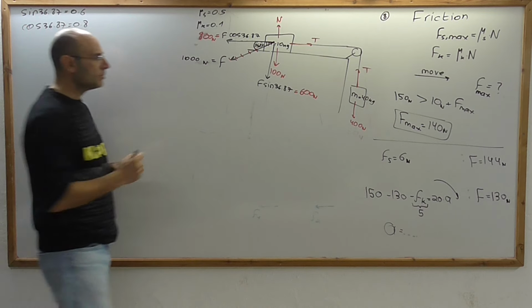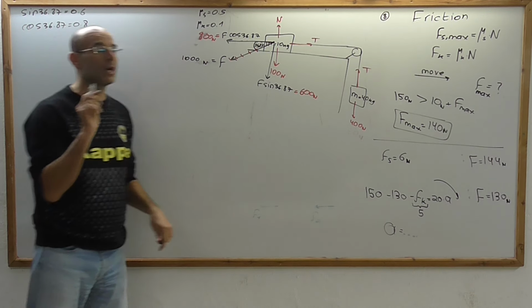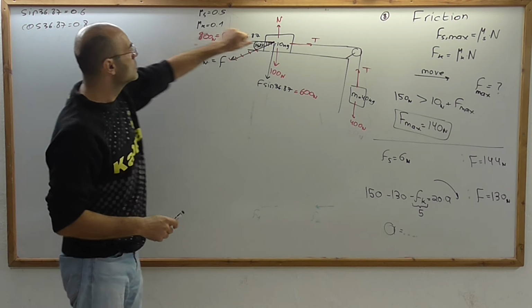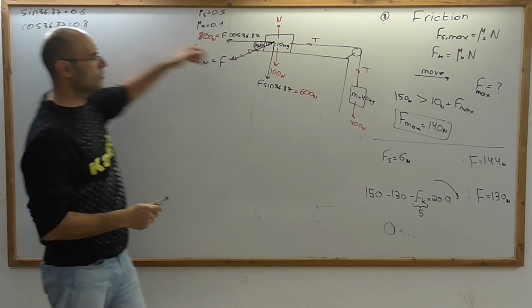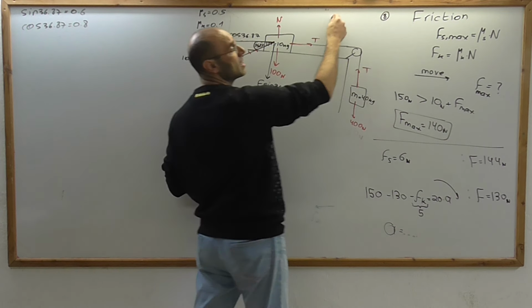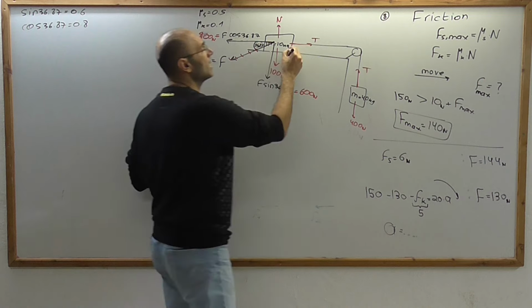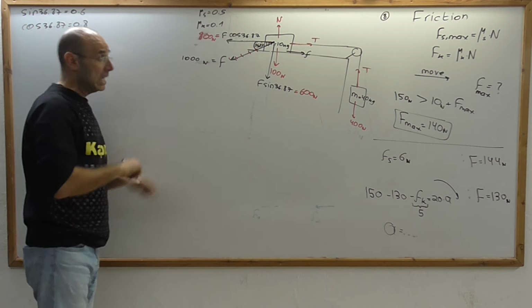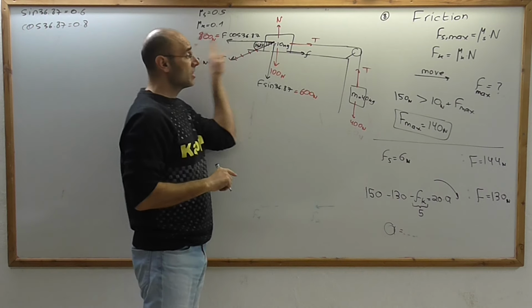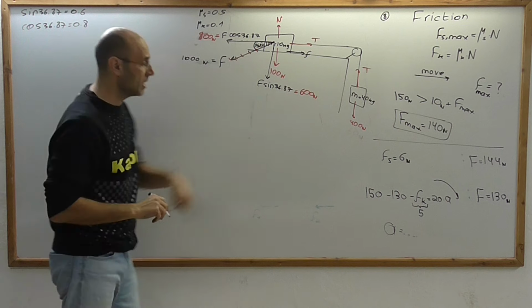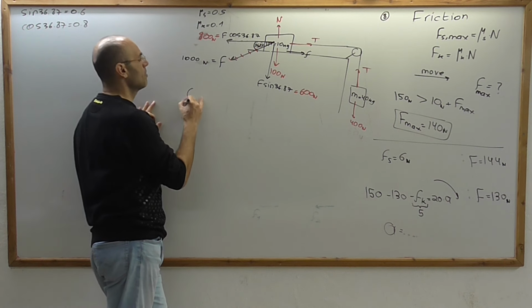Now I want to know which way this system wants to move. This system is pulled here by 800 and pulled here by 400. Now I know that the tendency to move is that way. So automatically I know that the friction force will be here. But I don't know if the 800 can overcome the 400 and the maximum friction force that can be. So we need to calculate it.